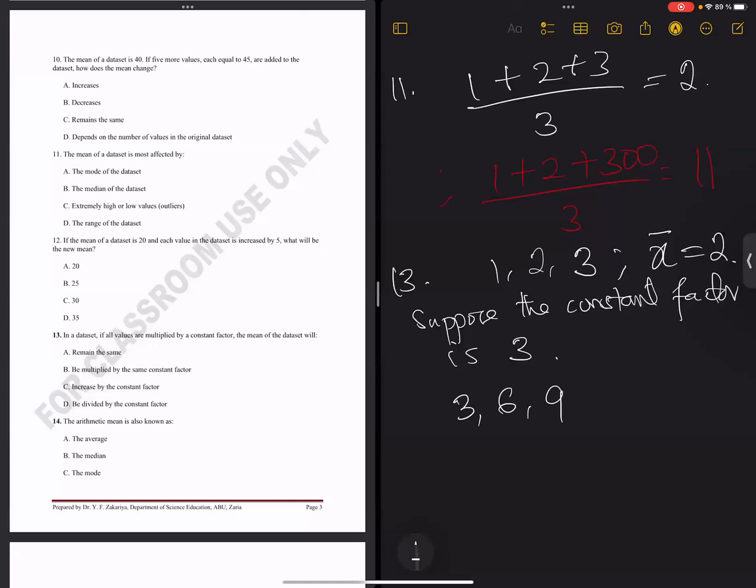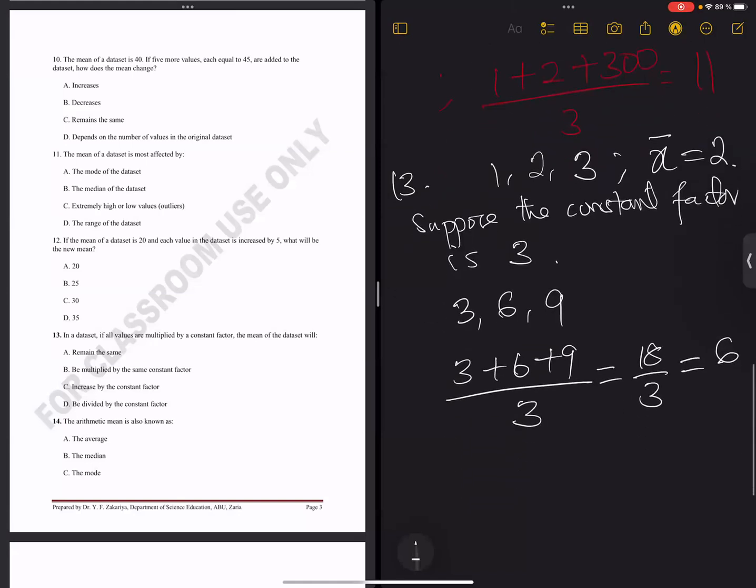So what is now the mean of this data set? 3 plus 6 plus 9 divided by 3. What is 3 plus 6? 9. 9 plus 9, 18. 18 divided by 3 equals 6. Our X bar of the transformation, X bar 1, equals 6.